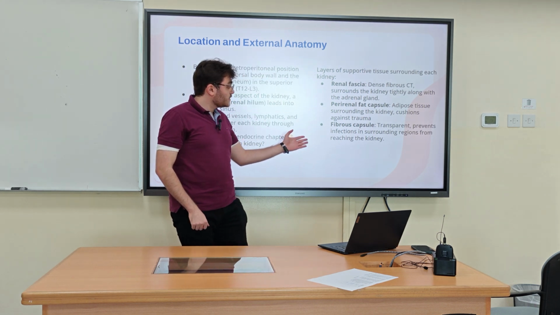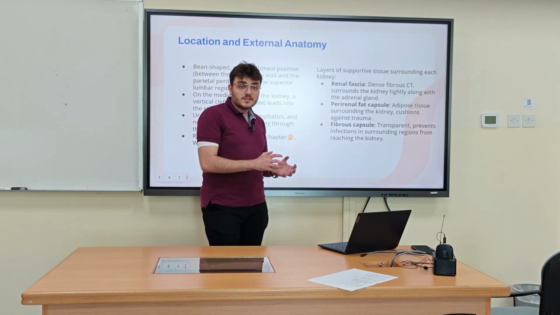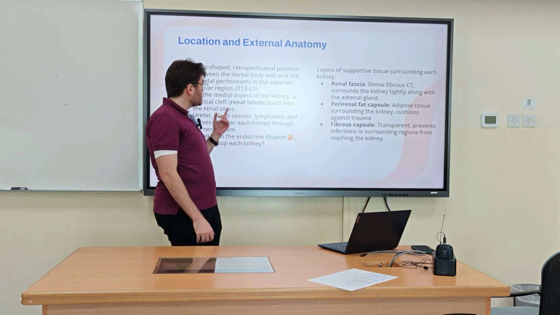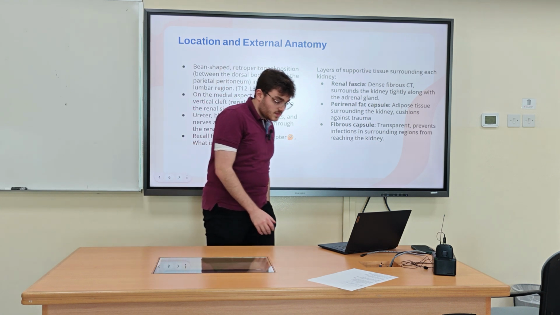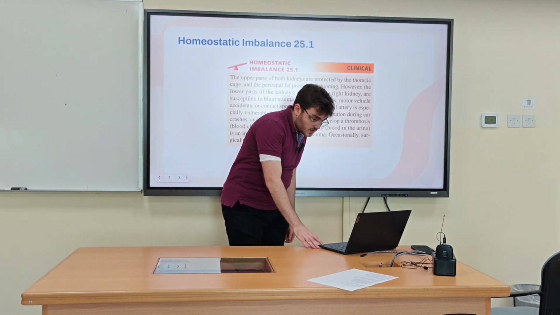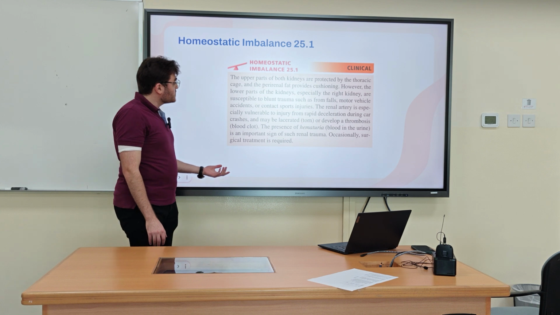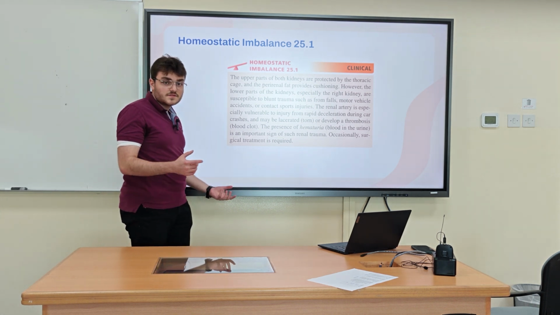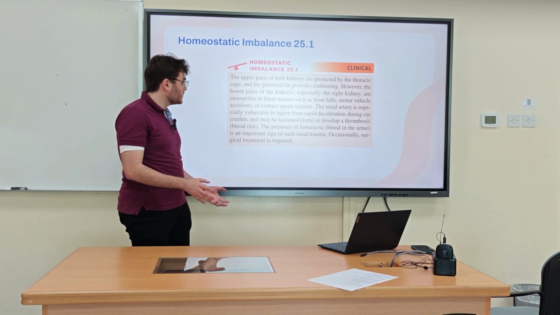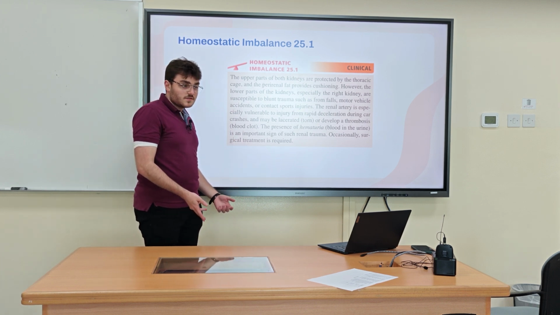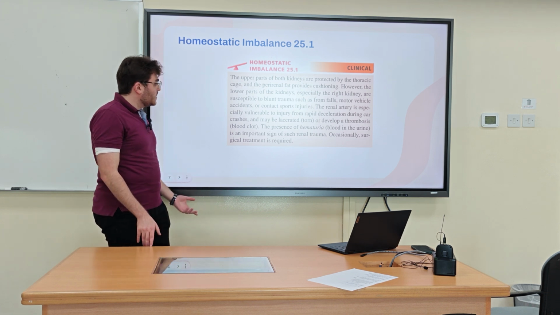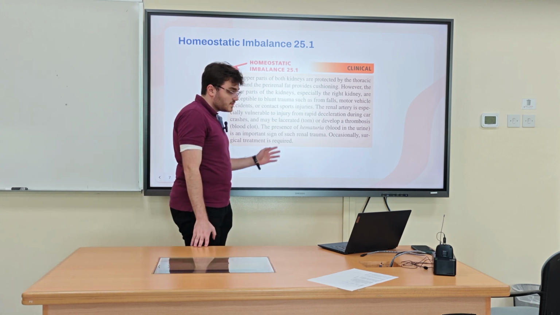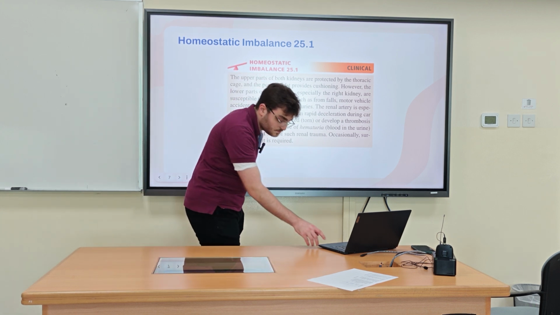And finally, we have the fibrous capsule. The fibrous capsule is tightly related to the kidney. It even dips into the renal sinuses. And also, here is a homeostatic imbalance. The upper parts of both kidneys are protected by the thoracic cage because it's at T12, so a part of the thoracic cage is protecting them. But the lower regions of the kidney are not well protected. Therefore, common trauma could happen there. And a sign of that could be hematuria.